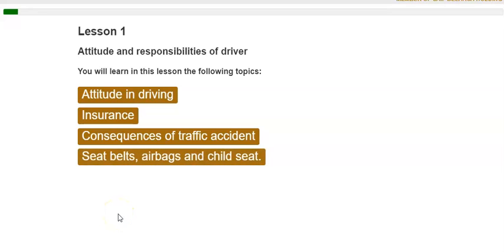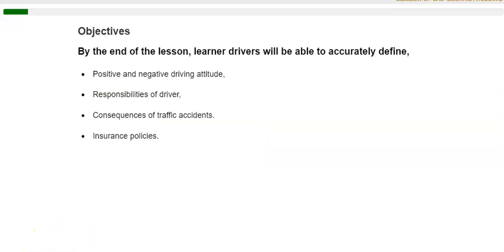So in lesson 1 we will learn about driving attitude, insurance, consequences of traffic accidents, and seat belt, airbag and child seat. By the end of the first lesson, the learner will be accurately able to define the difference between positive and negative driving attitude, the responsibility of a driver, the consequences of traffic accident, and insurance policies.